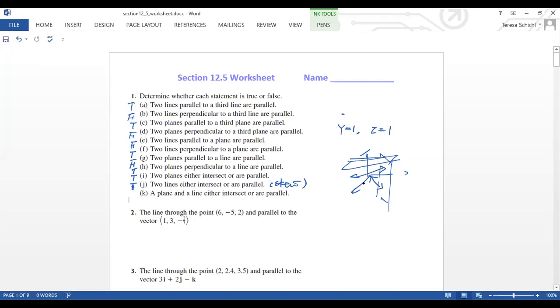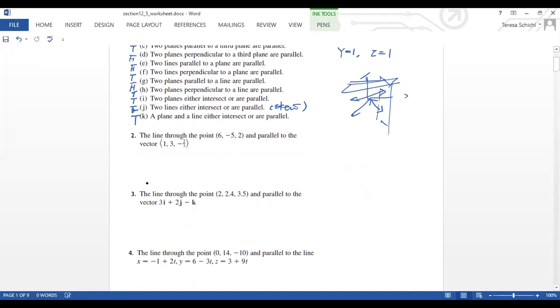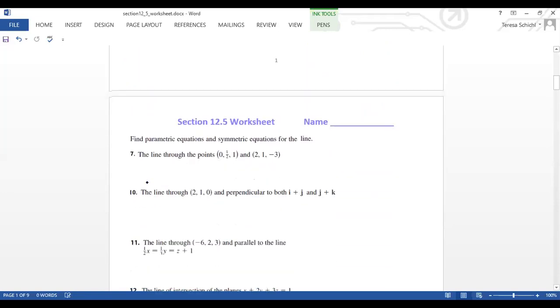Okay, so in the case here, a plane and a line either intersect or are parallel. That's true, right? So this one is false here. So the first problem is a pretty good problem. It's kind of a concept problem. Okay, let's start with some easy problems here.